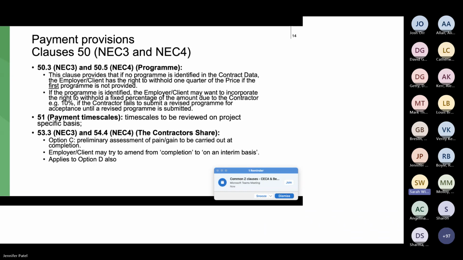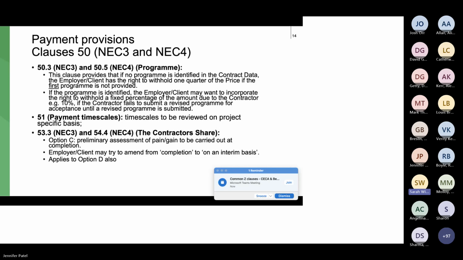So moving on to clause 51, payment timescales, and that just says it is to be reviewed on a project specific basis. Typically the timescales for payment will be extended, so just be careful about that.